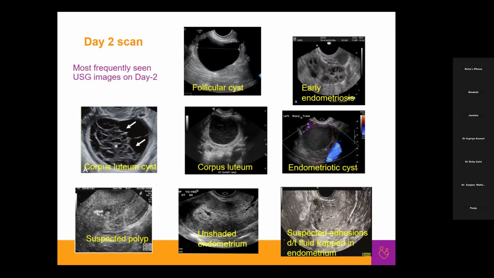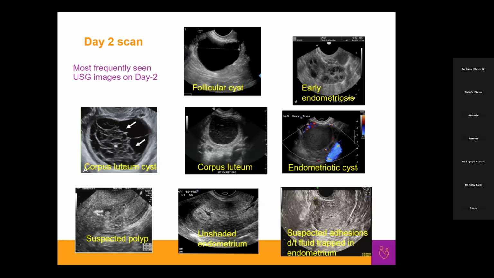And endometriotic cyst, definitely we cannot do much about it, because then we have to see whether there is any other dominant follicle or not. If there is no other dominant follicle or no other pathology, and the only thing is that a single endometriotic cyst is there, then we can start the stimulation. That's why, in early endometriosis, if there is no big cyst, then we can start the stimulation.